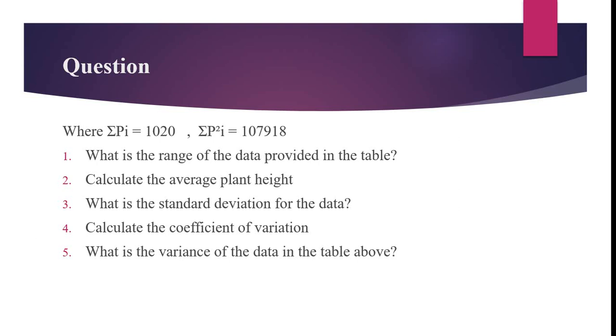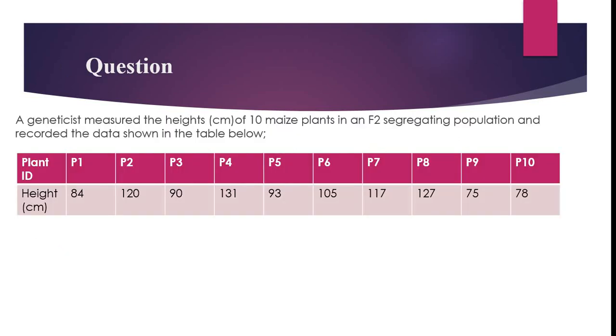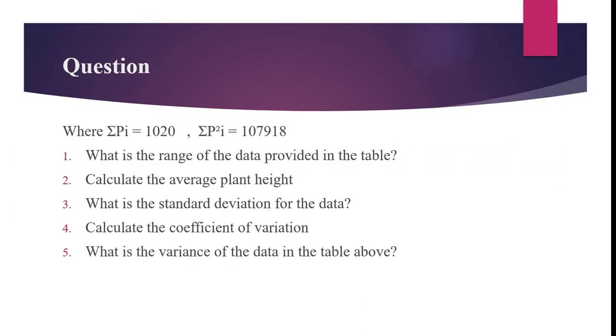Alright, so in this problem, a table was given earlier where a geneticist measured the height of 10 maize plants in an F2 population and recorded the data shown in the table below. So the plants were identified and then their respective heights. The first plant, plant 1, had a height of 84 centimeters, and then it continued to plant 10, which had a height of 78 centimeters. So these are the questions.